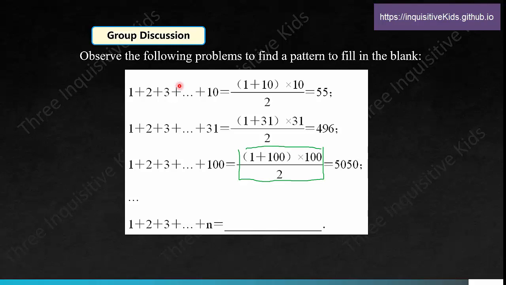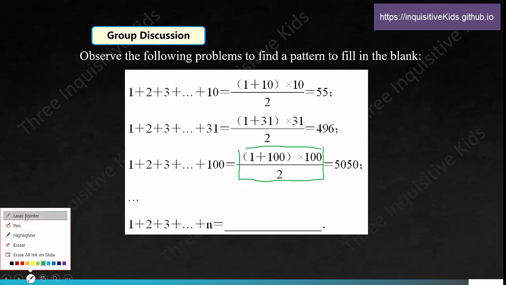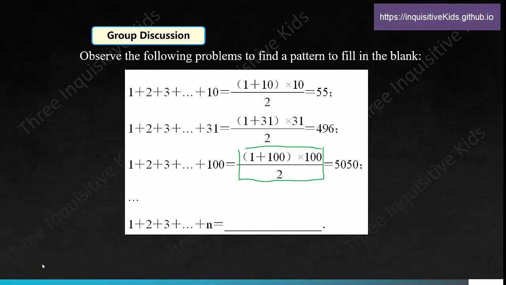And it seems like over here, in the second section right here, there are also changes. Well, the denominator of these fractions is always 2, and it seems like it's always 1 plus the last number being added, times the last number being added. Now I'm going to ask you, what is the last number being added in this fourth equation? Right, the problem already told you. The last number in this equation is n.